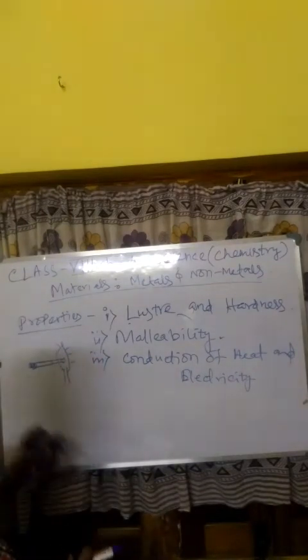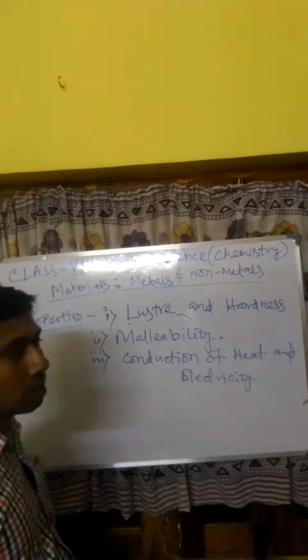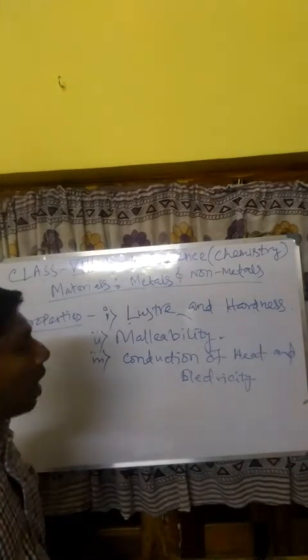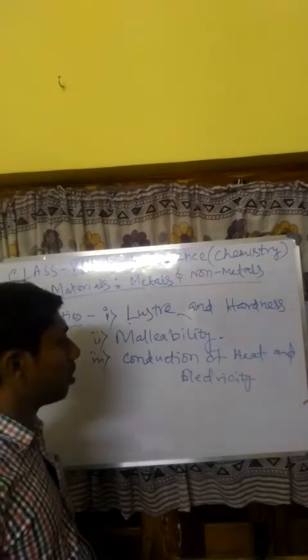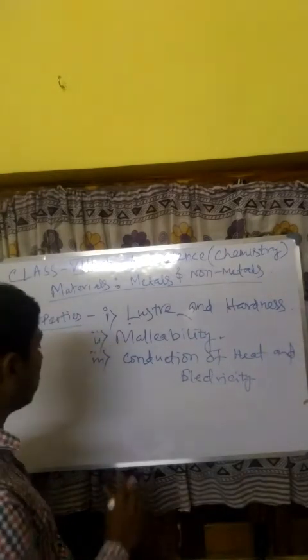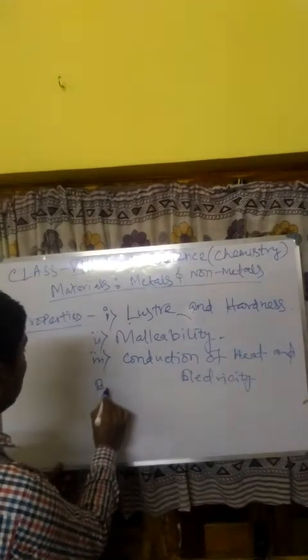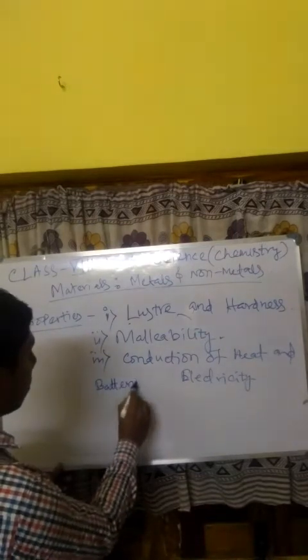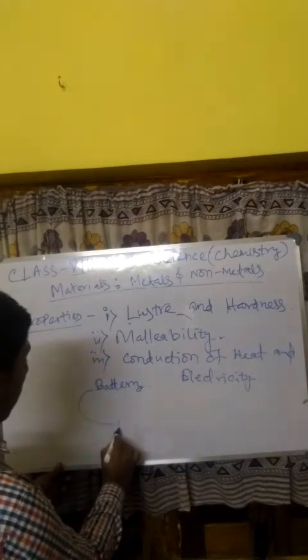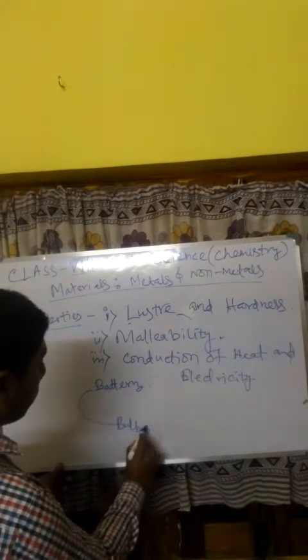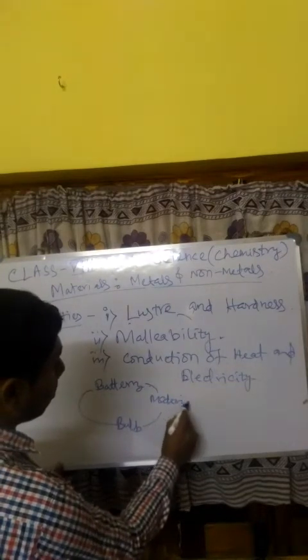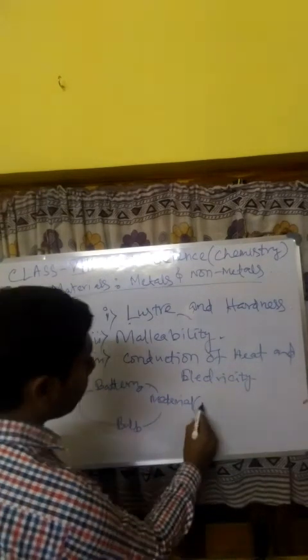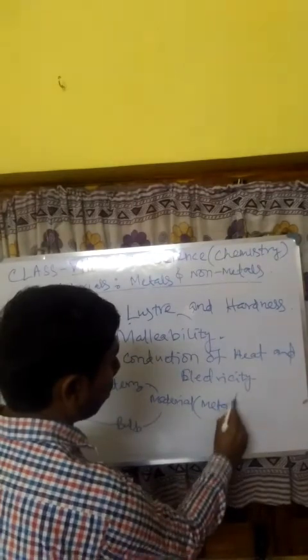Now another one is conduction of electricity. Conduction of electricity can be tested using articles that may be metals or non-metals. For this purpose, we should use an activity, that is, we take a battery, a bulb, and the materials. The material may be metal or non-metal.